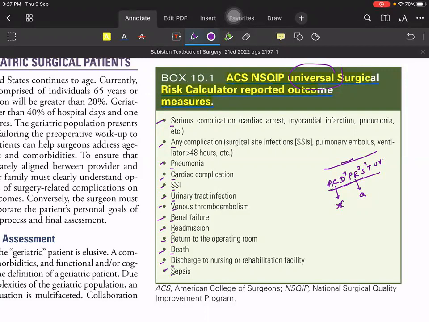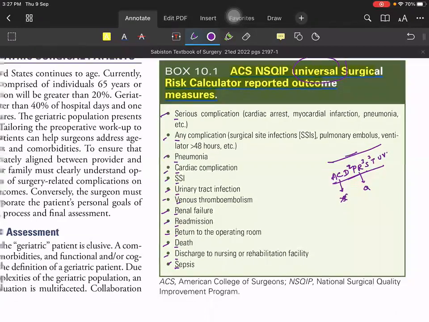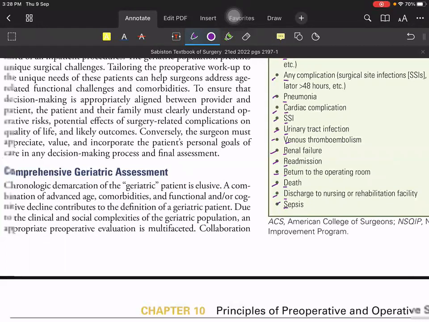Here B is 2 only, not B3. B is 2 only. Just remember. They can ask this.